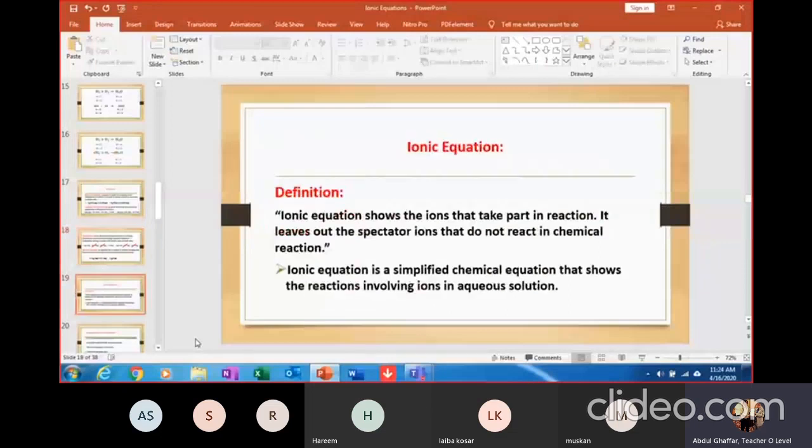Now, after that, we will directly discuss the ionic equation. The ionic equation shows the ions that take part in the chemical reaction. It leaves out the spectator ions, as we discussed right now, that do not take part in the chemical reaction. This is the first important definition regarding the ionic equation. Second, the ionic equation is a simplified chemical equation that shows the reaction involving ions in an aqueous solution.